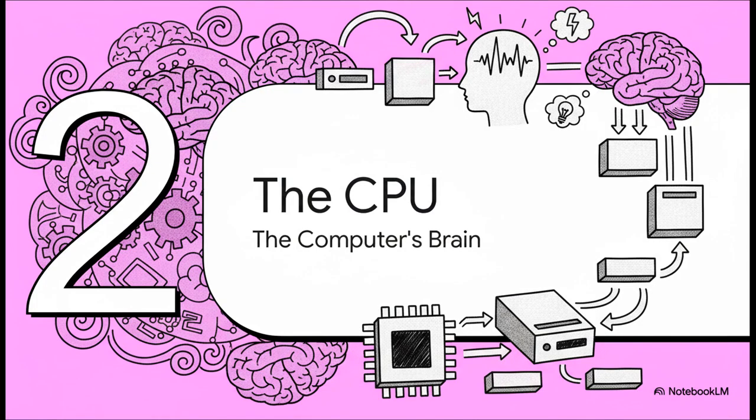All right, let's start with the absolute star of the show, the central processing unit, or what we all call the CPU. If our computer is a person, the CPU is, without a doubt, its brain. This is where all the decisions get made, all the problems get solved, all the heavy lifting happens right here.